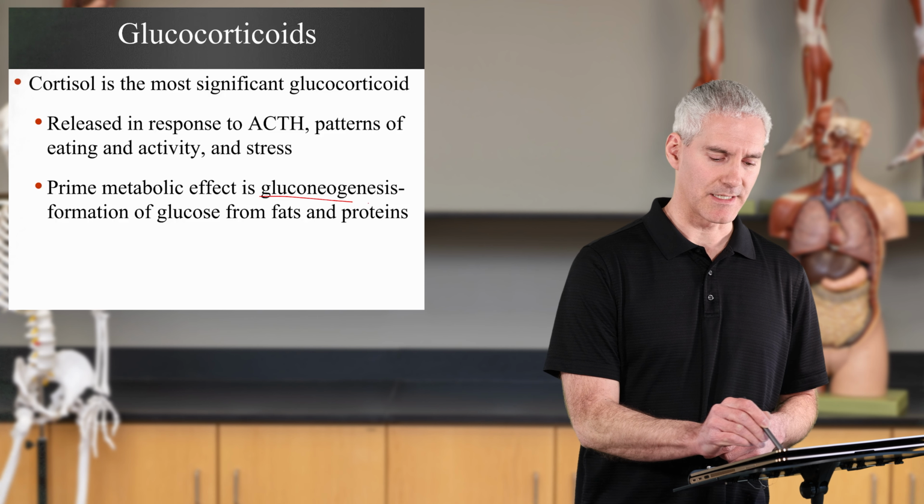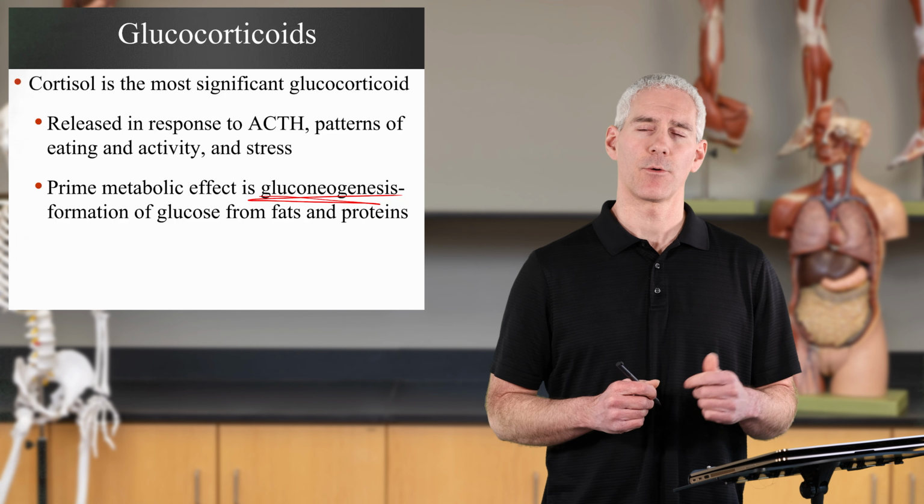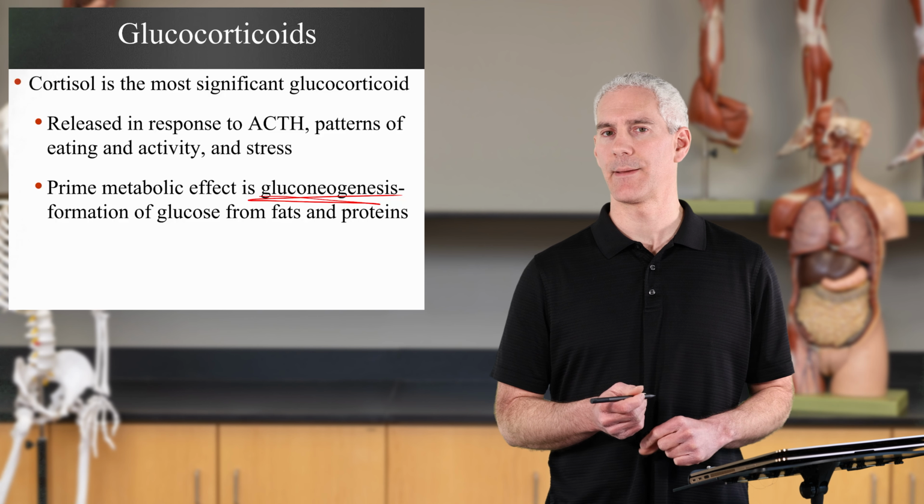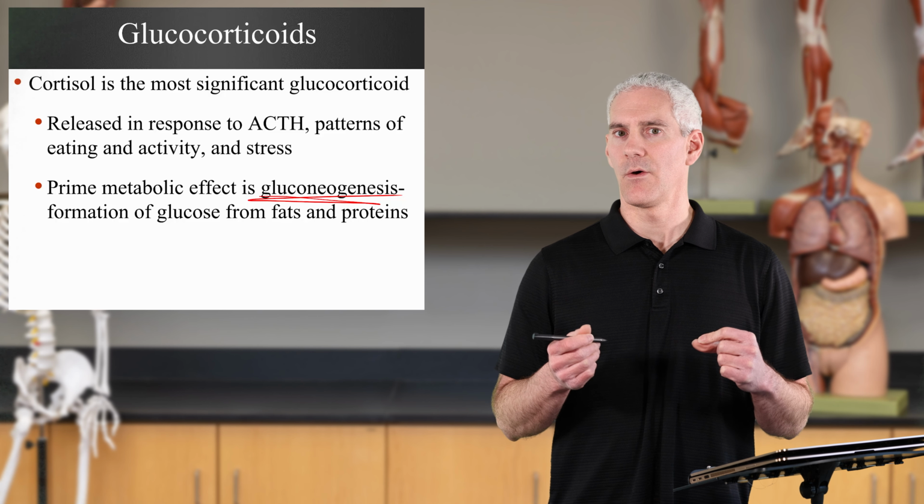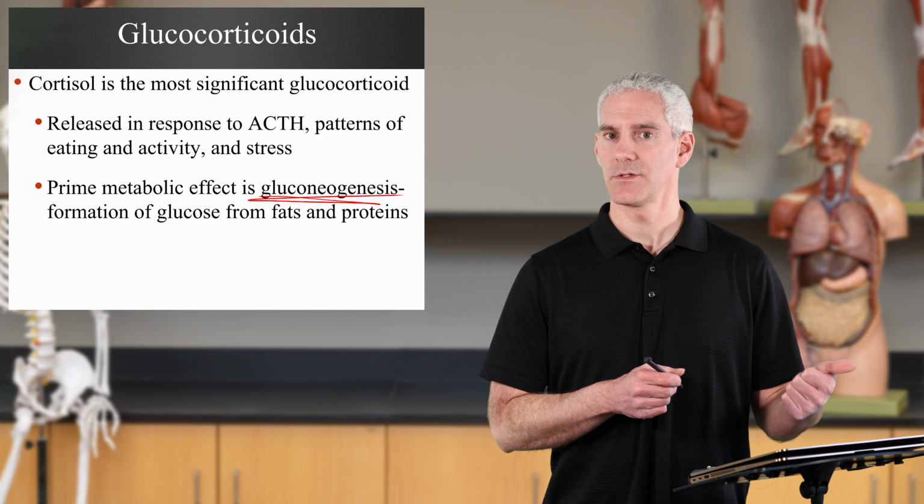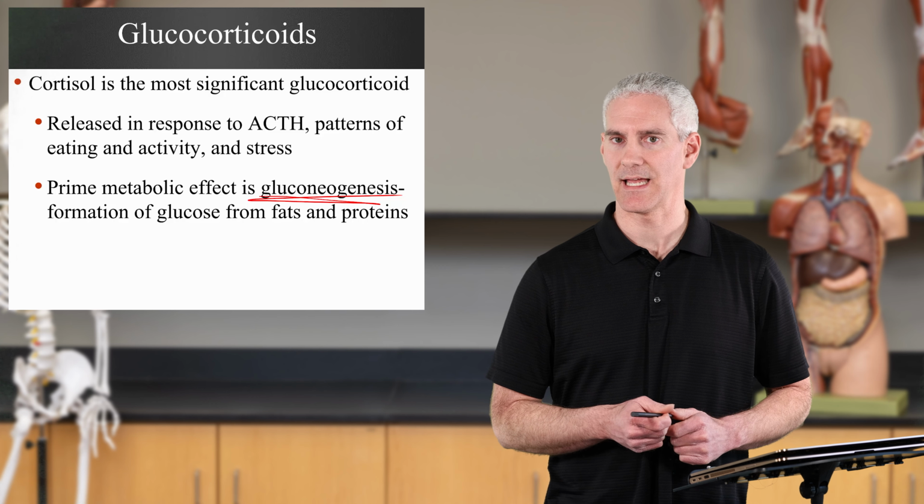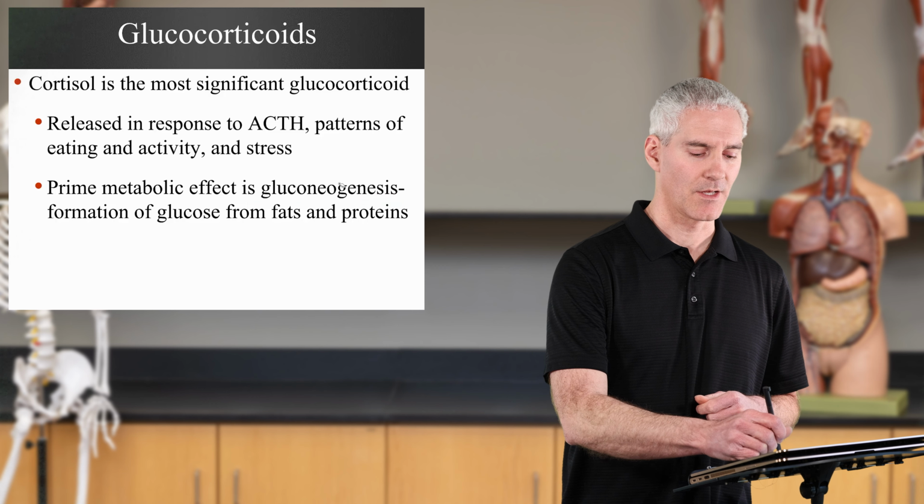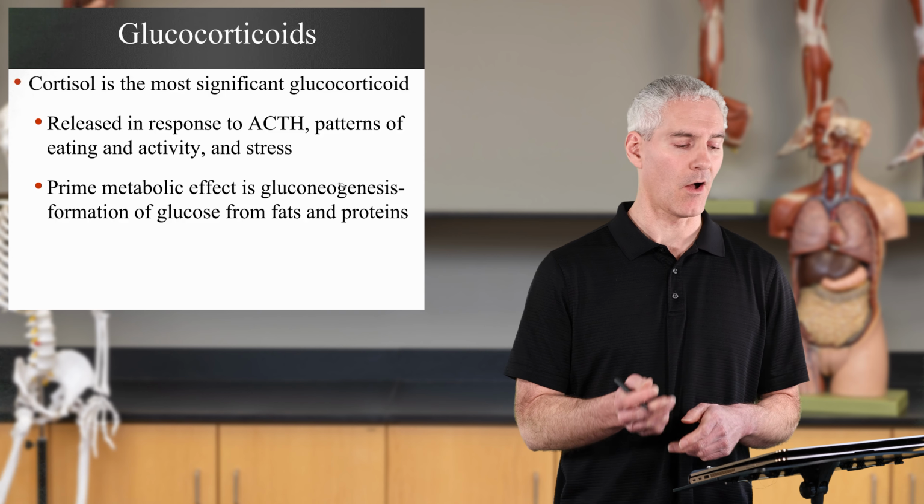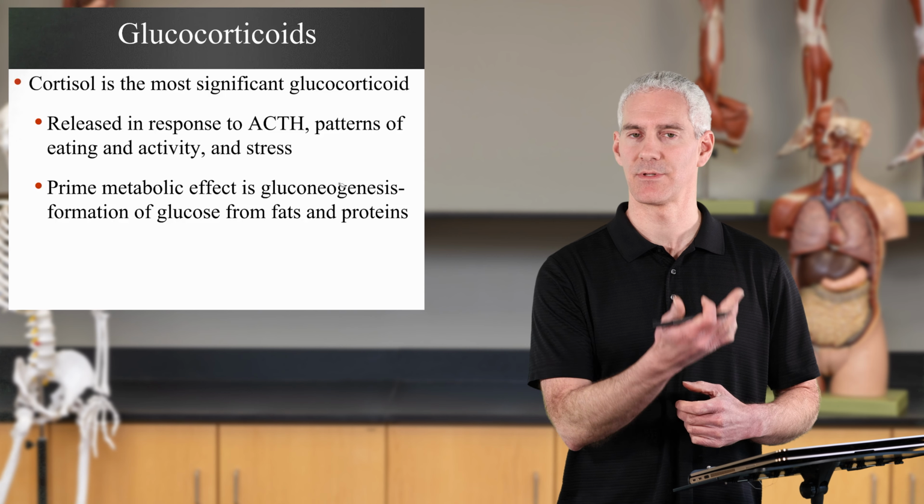Now, gluconeogenesis is going to be the formation of glucose from fats and proteins, which means you're not using glucose, you're not using glycogen, you're now using your fats and proteins as the source of glucose. So gluconeogenesis, all coming from cortisol and its stimulation.